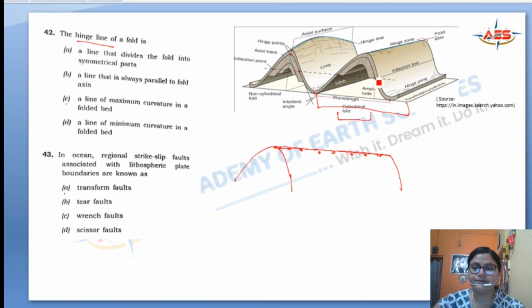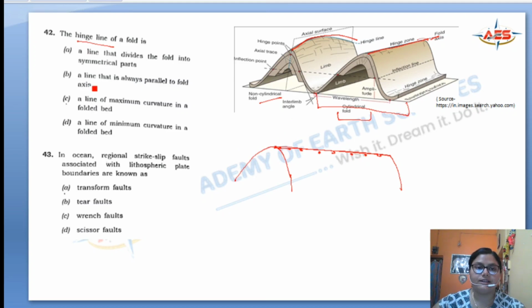By cylindrical fold we mean that the hinge line is parallel to the fold axis. Okay, now in the case of the non-cylindrical fold, the criterion is that the hinge line is curved and it is not parallel to the fold axis. यहाँ पे hinge line fold axis के parallel नहीं होता in the case of non-cylindrical fold.